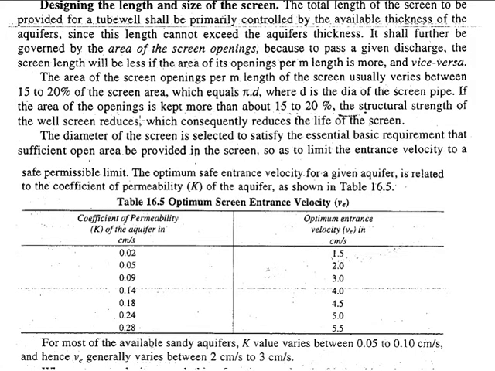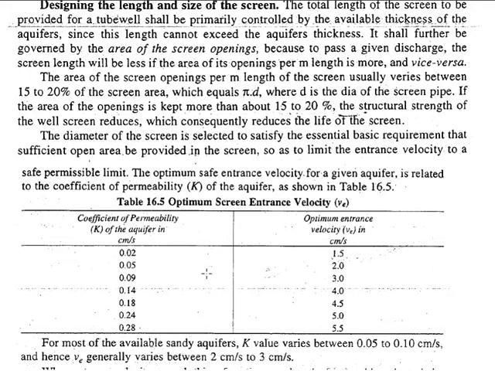If we go for more opening, let's say greater than 20%, then we are compromising on the strength of the well screen. Obviously its strength will decrease, because we are increasing the percentage of holes in it. So these are the two basic criteria for the length of the screen.